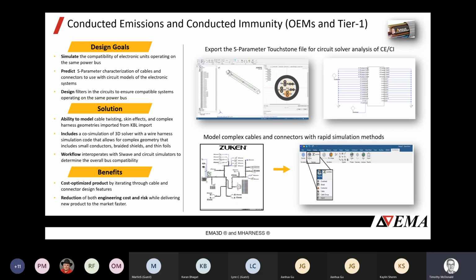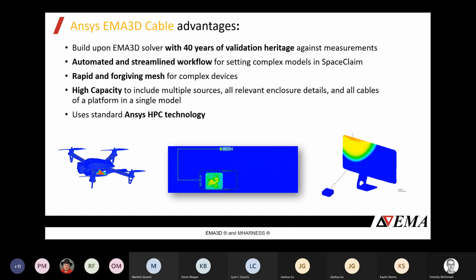And conducted emissions, conducted immunity, again, we can route the cable harnesses through the vehicle, and by solving the cable harness self-consistent with the front end filters in the Nexxim Transient solver, we can have an end-to-end single model that does all of our CE/CS coupling.